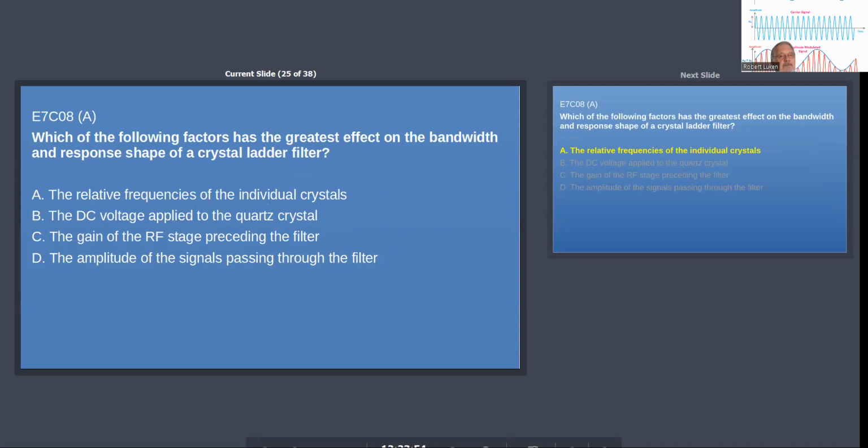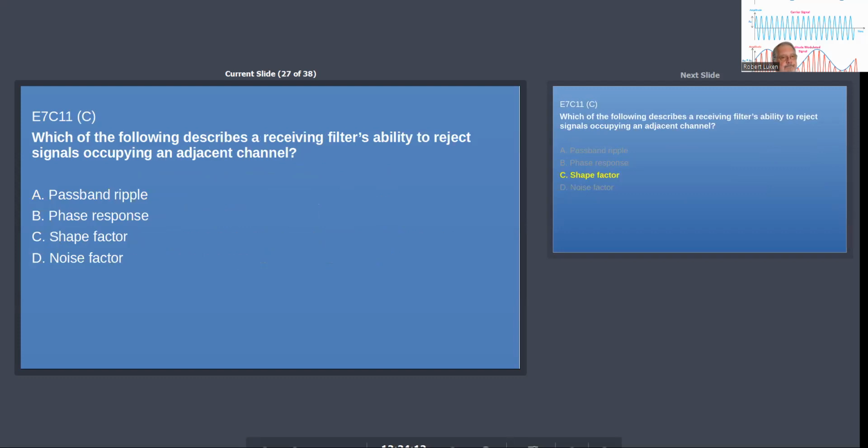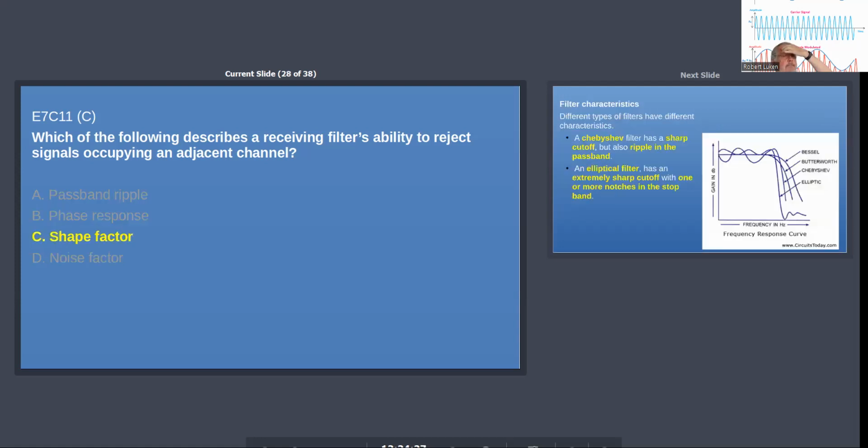Which of the following factors has the greatest effect on the bandwidth and response shape of a crystal lattice filter? Greatest effect on frequency with the best. Right. Which of the following describes a receiving filter's ability to reject signals occupying an adjacent channel? Shape factor.